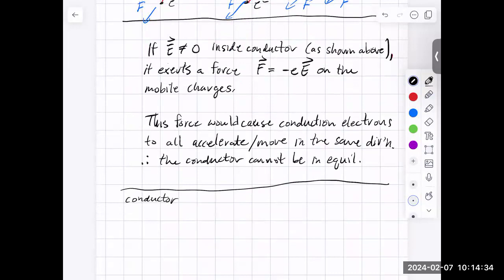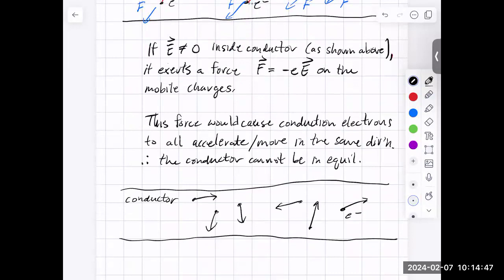Okay, and so it must be the case then that if we have our slab of conductor, and if it's in equilibrium, we have a bunch of charges in here, but they're going to move around in random directions, like so. And it must be the case that inside we have E equals 0.